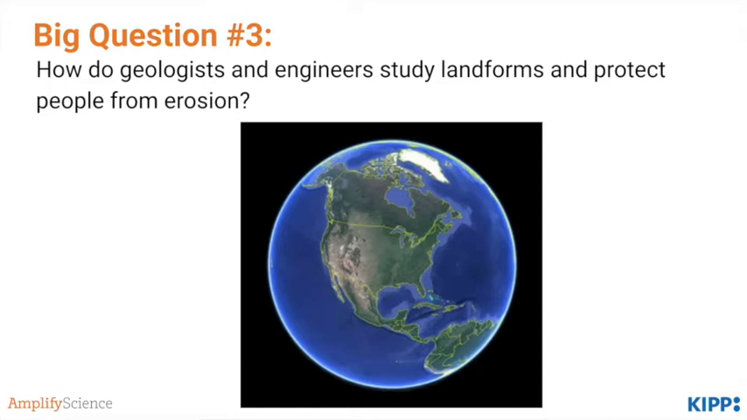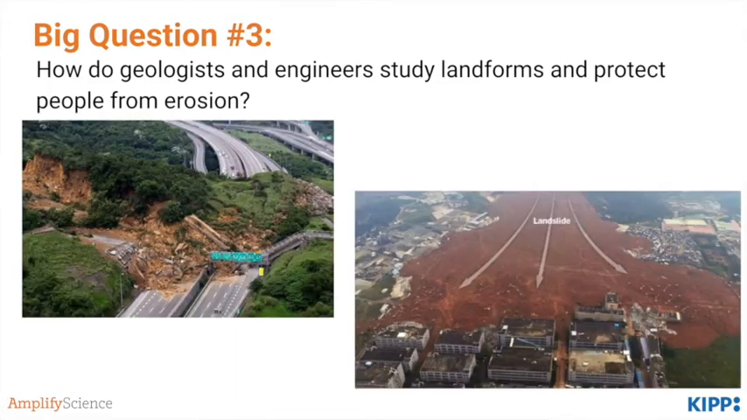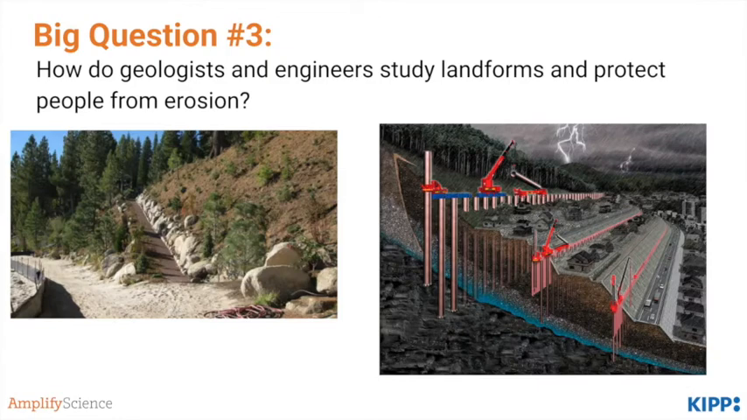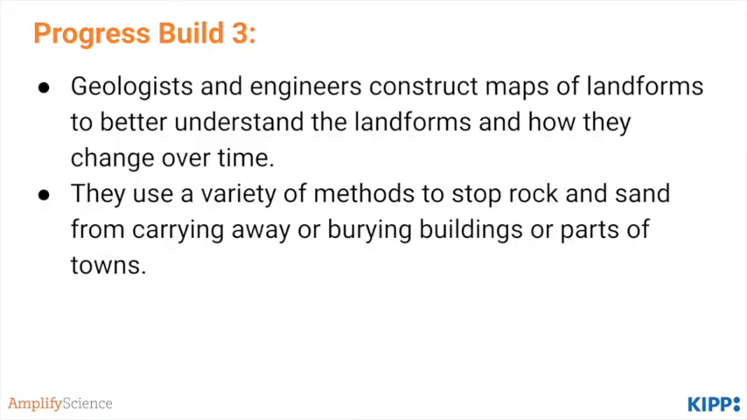So students can use Google Earth or an online atlas or a physical map to look for water and learn more about reading map features. Next, students learn about landslides and other hazards from erosion and the different ways that engineers work to mitigate this, such as through retaining walls or pins, revegetation, and wire mesh. At this point in the unit, students should understand Progress Build 3.